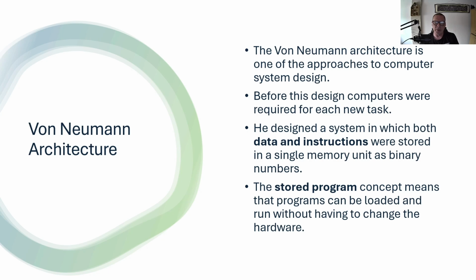Before the von Neumann design, most computers had to be wired or built to do a particular task, and it was difficult to reprogram them to do different things. So von Neumann came up with a design for a system in which the data and instructions are both stored in a single memory unit, and they're stored as binary. So data and instructions are binary in a single, physical memory unit.